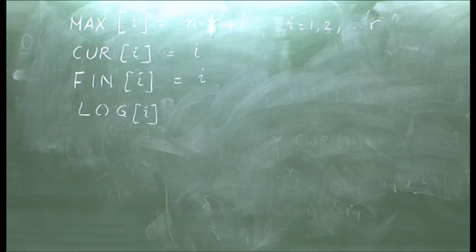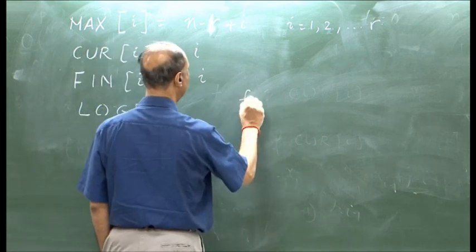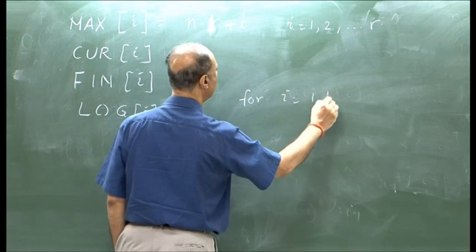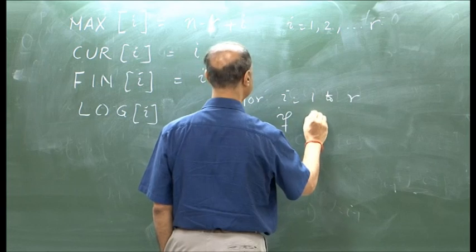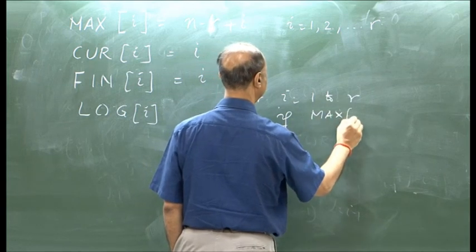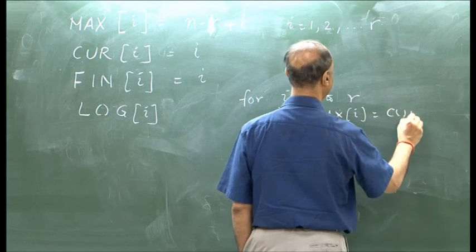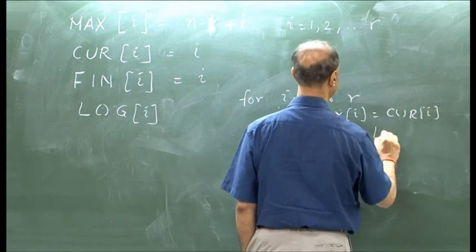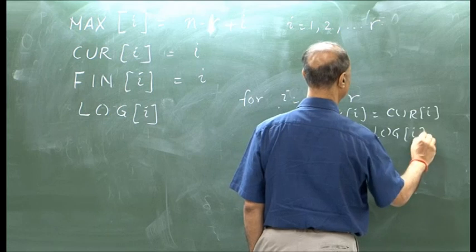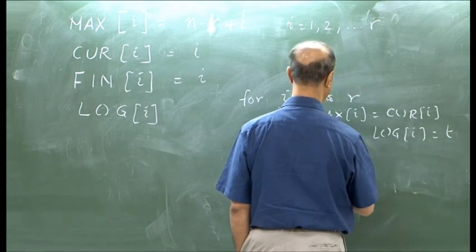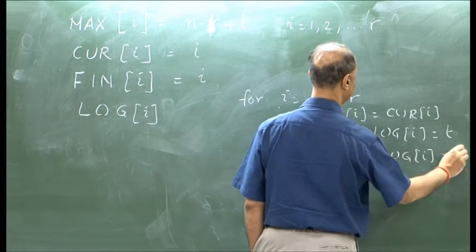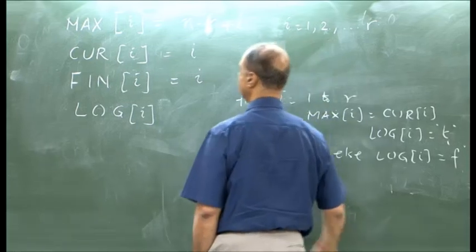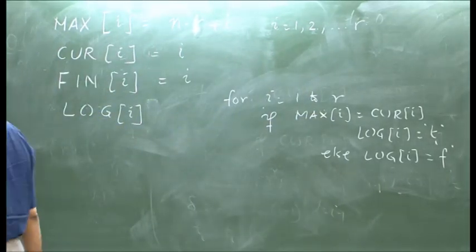And logical I, you have to check. So logical I, in order to check it, for I equals 1 to R, if max I is equal to current I, then logical I is true, else logical I is false. So logical I is also defined.